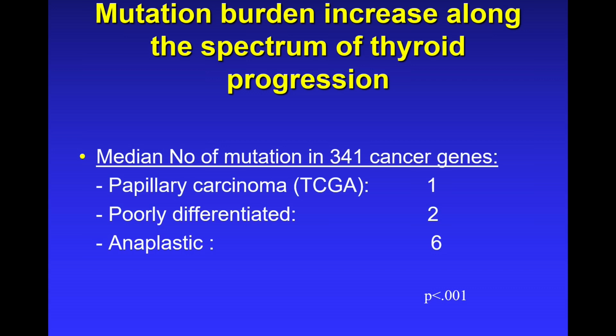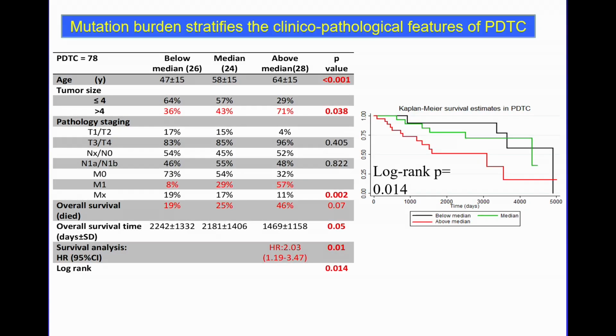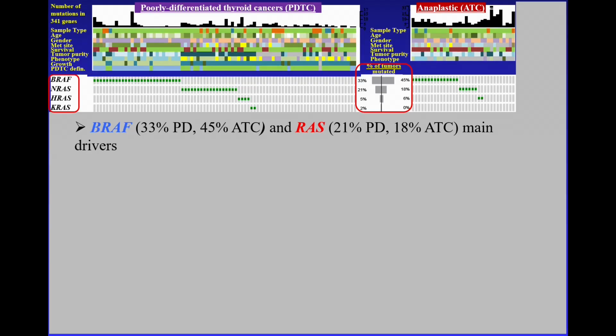You already see the different mutation rate in poorly differentiated, in between well-differentiated and anaplastic. Even interestingly, the mutation rate seems to drive outcome. As expected, tumors with a high mutation rate within poorly differentiated did worse than those with a low mutation rate. So what are the genetic drivers that make these tumors? The same drivers that you found in papillary and follicular carcinoma, you also find them in poorly differentiated. Like 33% of the poorly differentiated have BRAF mutation, 21% have RAS mutations.